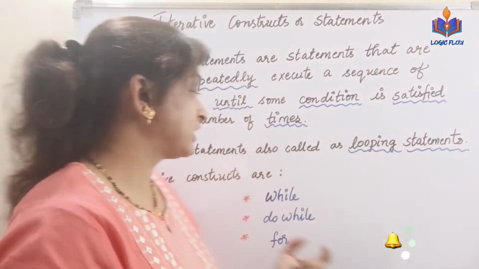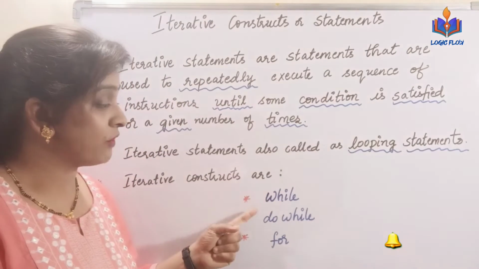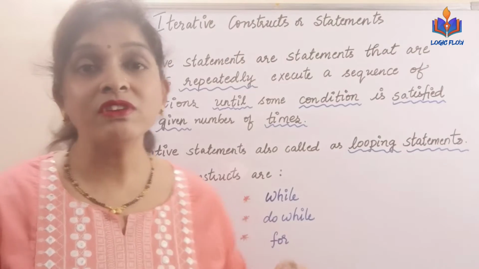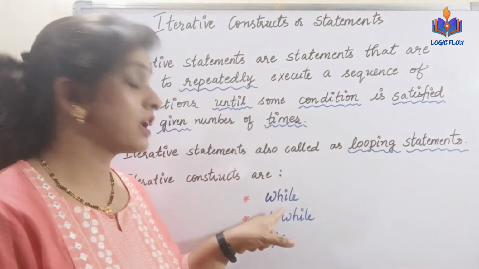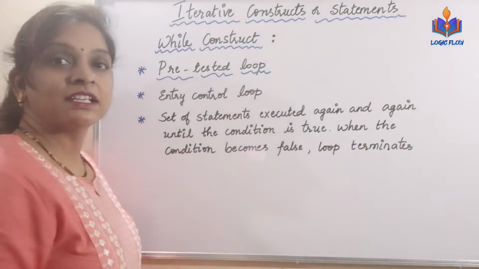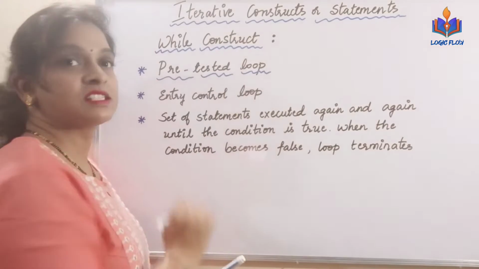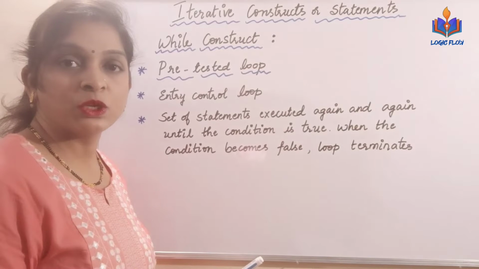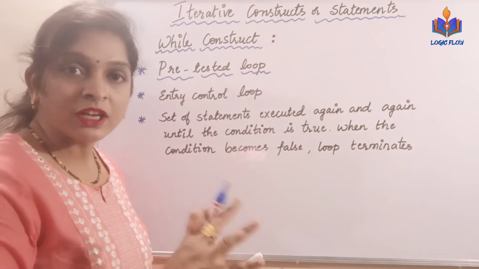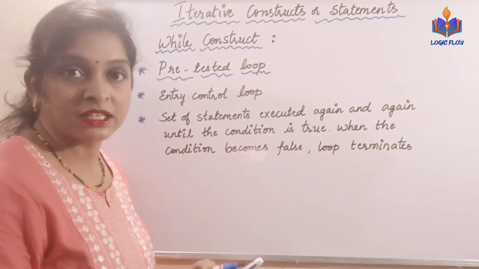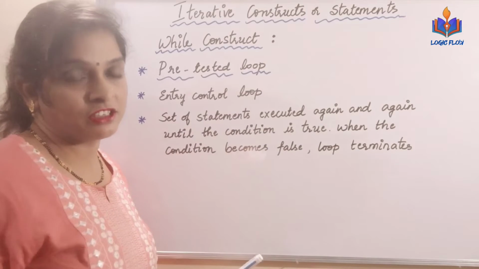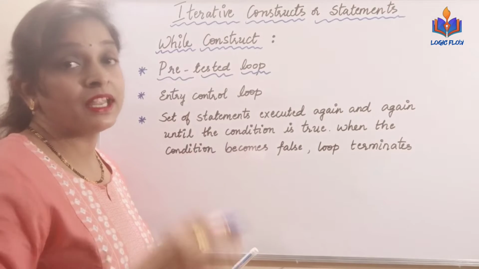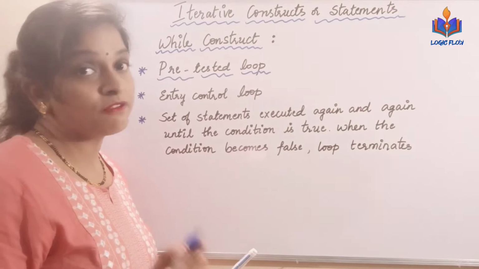So which are all those iterative constructs? We have while, do while and for. In today's video, we will discuss how to use the while loop. The while construct is called a pre-tested loop. Pre-tested loop in the sense that, in order to execute some set of statements, the condition has to be evaluated first. If the condition evaluates as true, then only it allows execution of some set of statements.